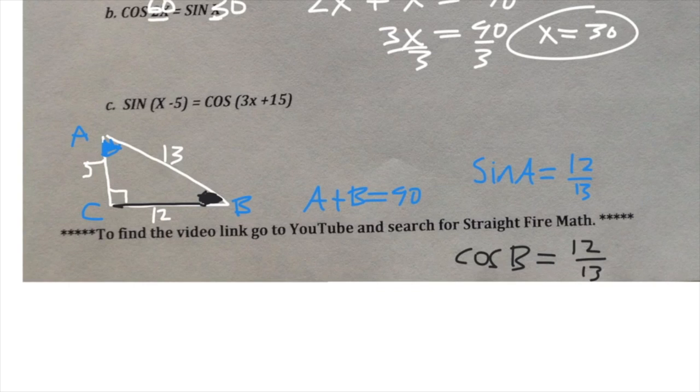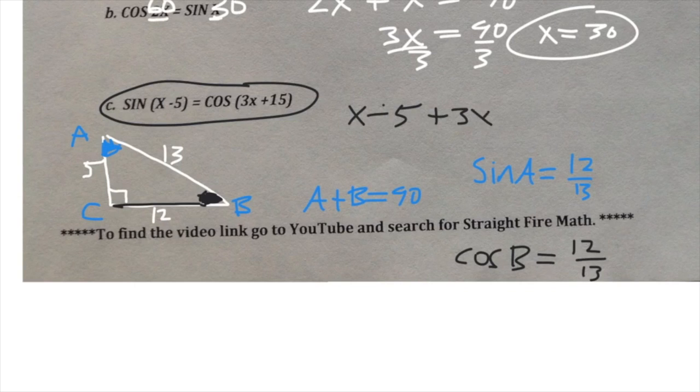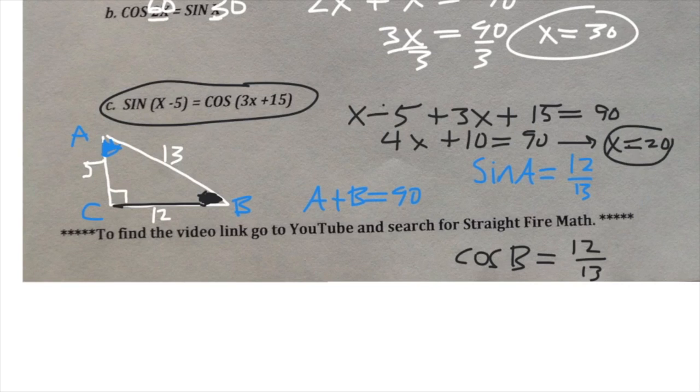All right, so finishing off this question right here, we know the sine is equal to the cosine, so that must mean that the angles together would make 90 degrees. So it's just a matter of solving this equation here. And the nice thing about this one is you can actually check the answer at the end. Combining like terms gives you 4x plus 10 equals 90. Subtracting 10 from both sides gives you 4x equals 80, and dividing by 4, x equals 20. And you can check to make sure that this answer makes sense.